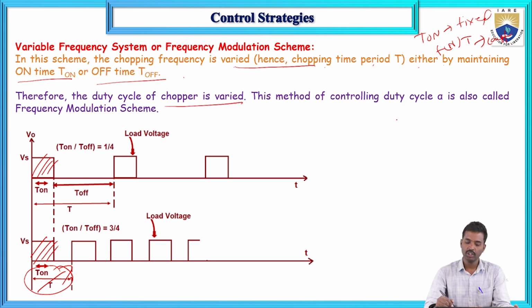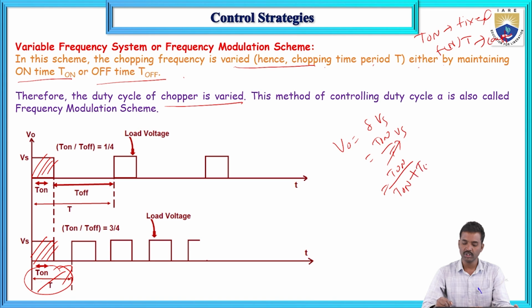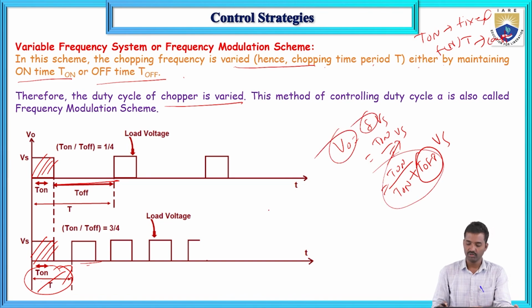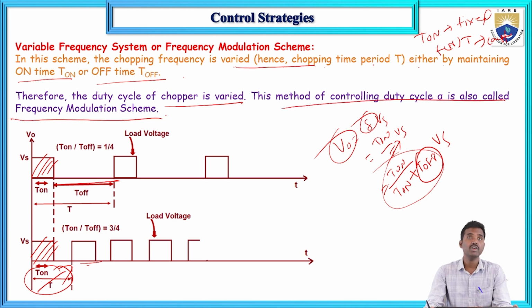So by changing the denominator, V naught equals delta into Vs, that is T on by T into Vs. So T on is fixed and here I am changing T. T on is fixed means you need to change T off only. So if you change the T off, automatically this duty cycle will change and the output voltage will change. So this control of duty cycle is also called the frequency modulation scheme.